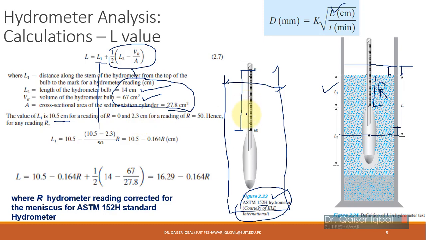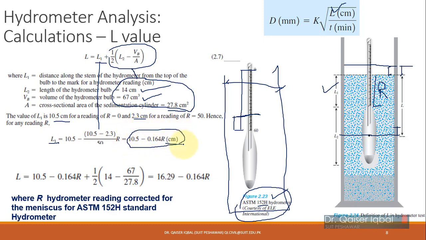If the hydrometer reading is at 50 over here, then this reading R is equal to 50, and this length will be equal to 2.3 centimeter. So from this we can work out the value of L1, which will be 10.5 minus 2.3 divided by 50 and multiplied by R. If you simplify this, it will be 10.5 minus 2.3 divided by 50, which is 0.164 into R, and the values will be in centimeter.